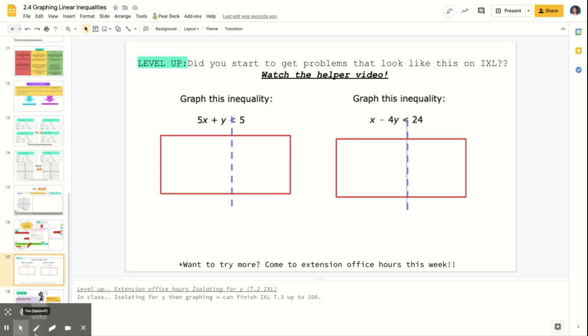All right, so you made it to the level up section of this IXL. So what do we have to do? Before we graph, our equation has to have a y that is isolated. And when we say isolated, it means totally by itself. So if you notice in this inequality, there are a bunch of things around it. Same thing over here. This y is not by itself.